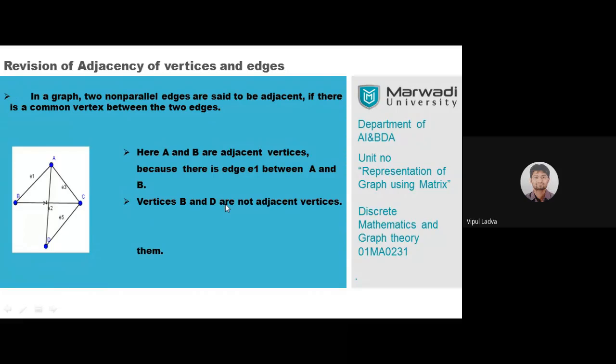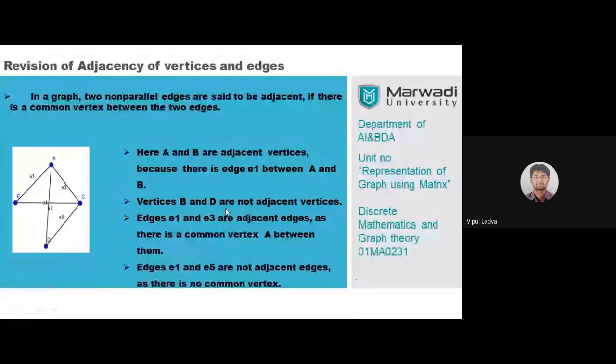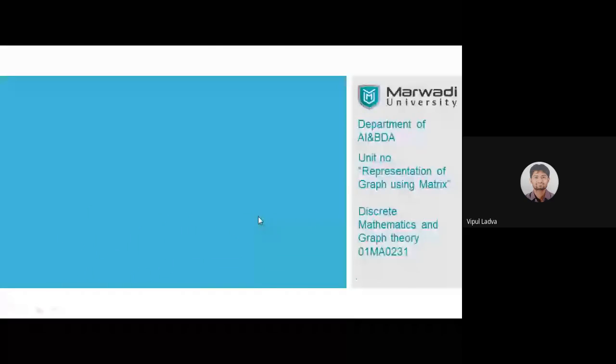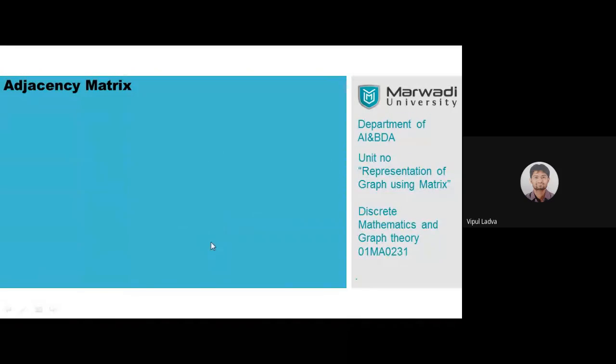Now let me move ahead here. We are good with this. Edges E1 and E2 adjacent, ये बात हो चुकी है अभी कर लिया. Now adjacency matrix. Let's go for the adjacency matrix.